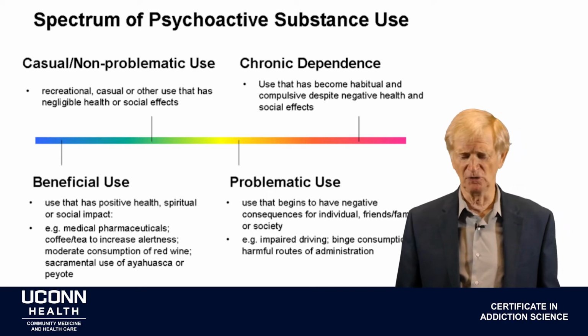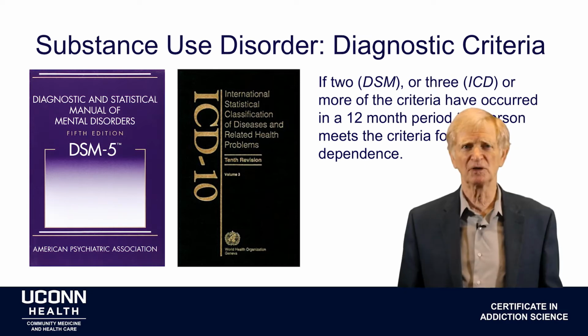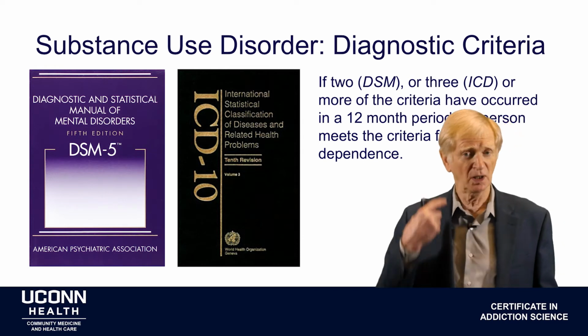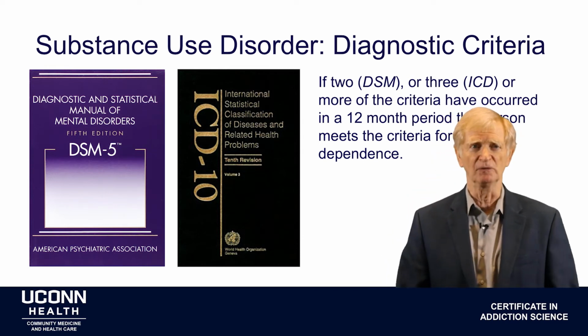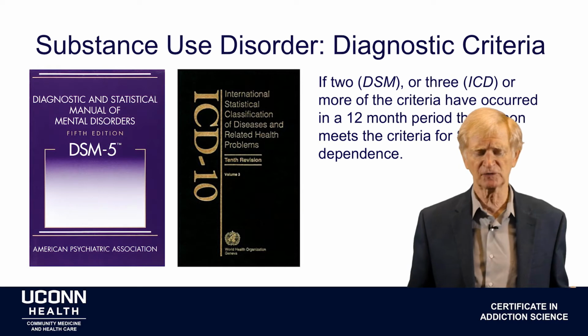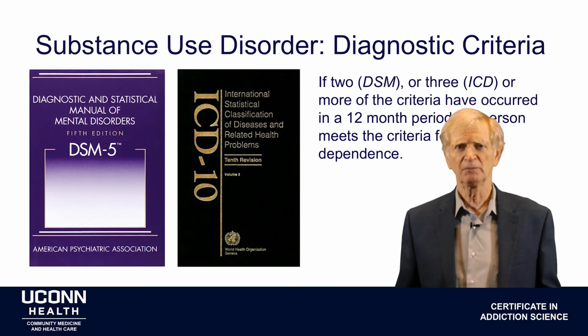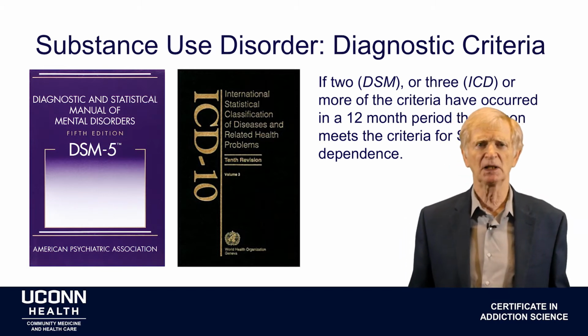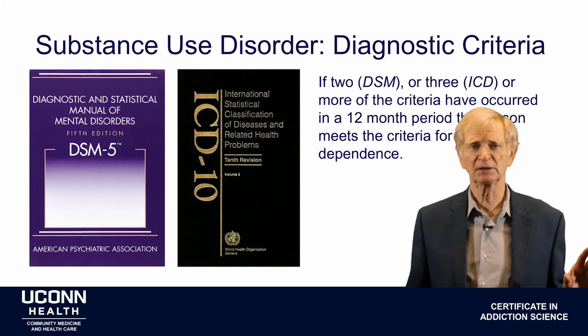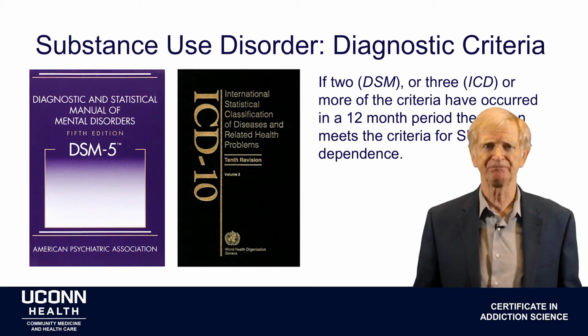So what is a substance use disorder? Well, there are diagnostic criteria now that have been developed in the two systems that we'll be speaking about in this course. The first one is the Diagnostic and Statistical Manual of the American Psychiatric Association, and it's now in its 5th revision. The second one is the International Classification of Diseases that's used all over the world, and it's formulated by the World Health Organization. And the last edition that is now being used in most healthcare systems is ICD-10.